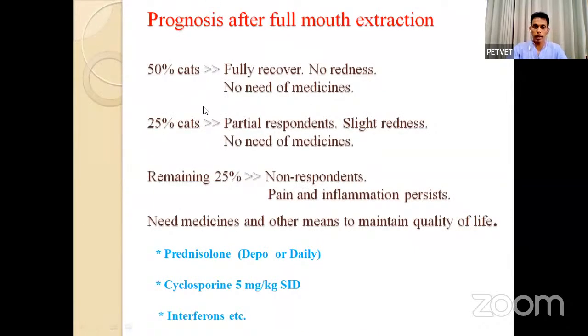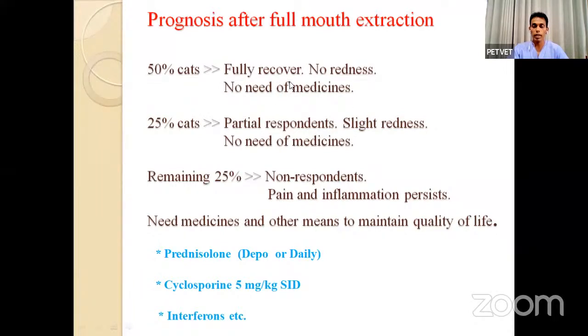So statistics wise, there are different statistics. This is one of the studies that we did. That matches with the normal international statistics also. So 50% of the cats fully recover after the caudal mouth extraction. Full recovery means the time period is 2 months, 8 weeks. So from the date of the surgery, after 8 weeks, you do a final evaluation. At that time, without any medications, if there's no redness, no pain, then they are considered to belong to this 50% full recovery group.